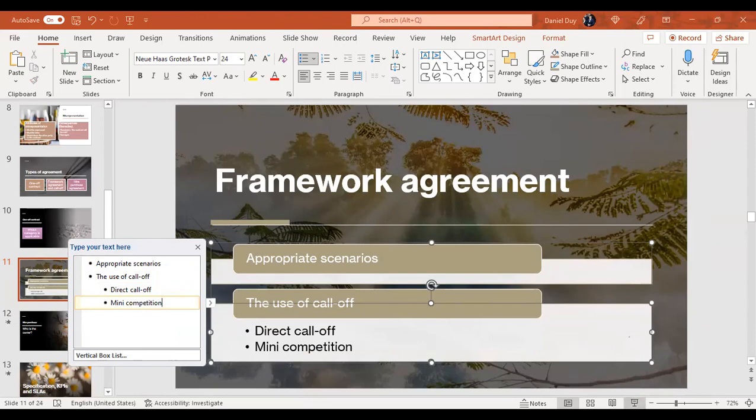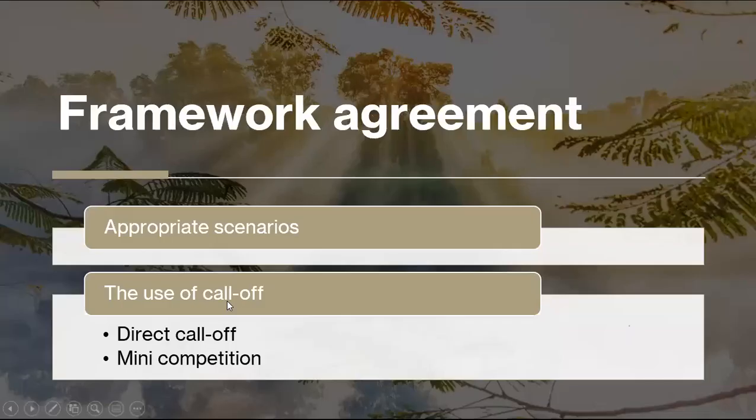What is the difference? Under direct call-off, you can appoint any supplier that you want to work with. And under mini competition, rather than directly appointing anyone, you need to open a small tendering and ask the suppliers to submit their price before you decide. So that is the use of each type of call-off.